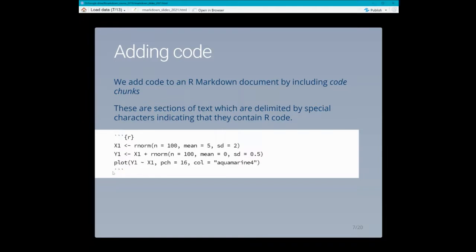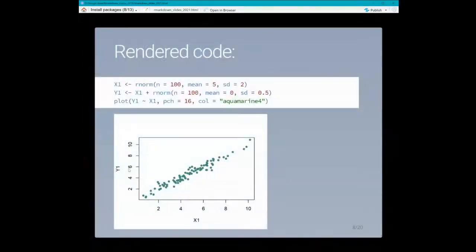And then we end the code chunk with another set of 3 backticks, but it doesn't have to have the thing saying R. Okay, so we add these code chunks, and then when the document is rendered, that code will be run, and any output from the chunks will appear underneath that code chunk. So here's what happens if we do that. Here is the rendered code.